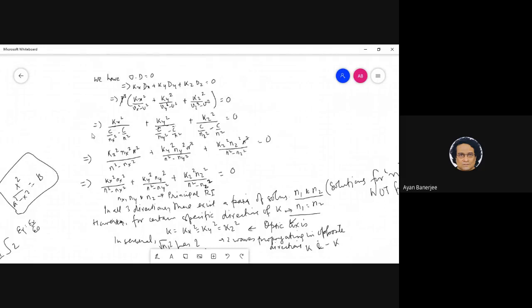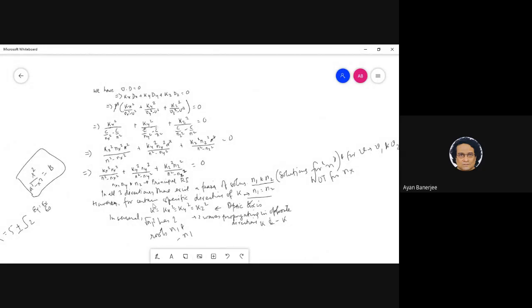Yeah, so what we saw here was that, as I wrote here, in all three directions there exists a pair of solutions, n1 and n2, and these are solutions for n. Okay, and these are the three principal refractive indices along the principal axes, as we call them. If an incident wave comes in the direction of a principal axis, then the electric field is basically parallel to the displacement field, and the refractive index that it encounters is of course given by nx, ny or nz.